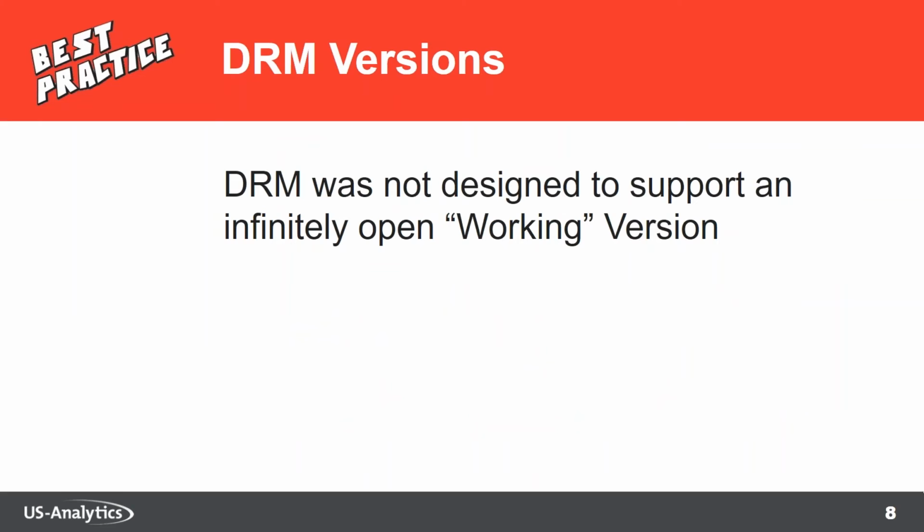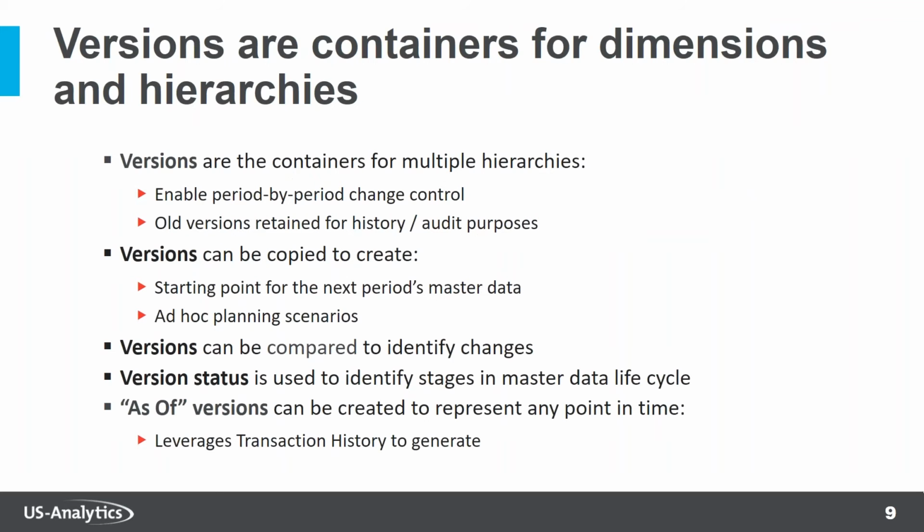So first we're going to start out with versions. Seems like the proper place to start if you know DRM. I'm just going to state it here: DRM was not designed to support this never-ending open working version. I see time and time again people who have a single working version, making all their changes in it. They've been doing it for 5 years, and it's beginning to cause major problems and dysfunction for their application. It creates a lot of instability over time, can make things architecturally difficult to scale, and definitely limits the functionality you can use in DRM when you don't do a proper versioning strategy.